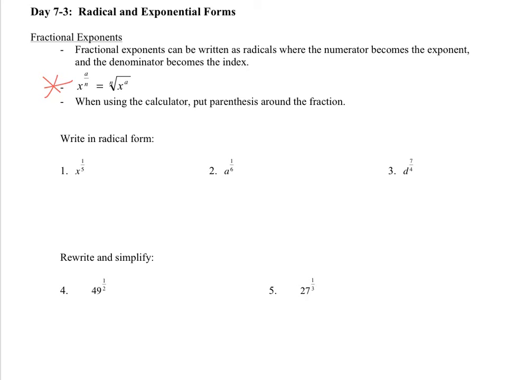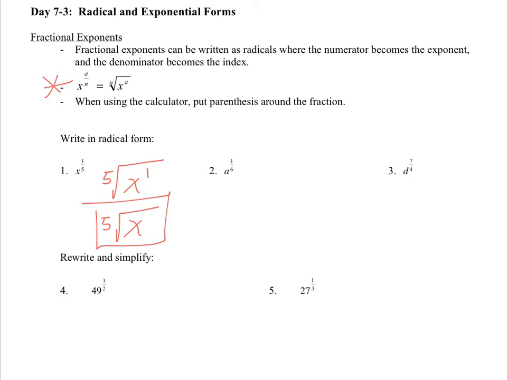They want us to write each of these numbers 1, 2, and 3 in radical form. Okay, so let's take a look at this. Remember, the numerator is the exponent, the denominator is the actual root. So for number 1, it would be the 5th root of x to the first, or really the 5th root of just plain old x, because x to the first is plain old x.